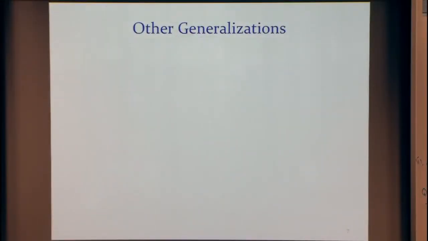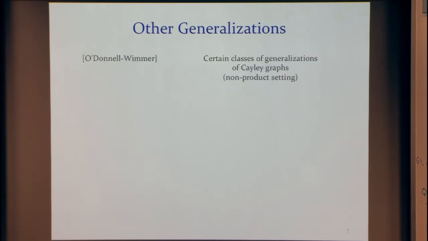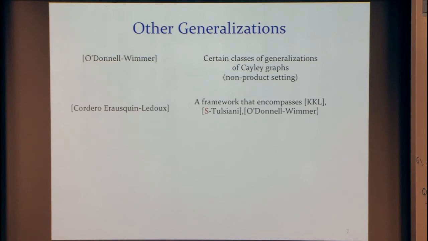But I want to complete a quick survey that these are not the only kinds of theorems known. There are theorems known in the non-product setting. In fact, there's a very nice work by O'Donnell and Wimmer that gives such results for certain generalizations of Cayley graphs. And another result of Rosquin, I don't even know if I'm pronouncing the name right, and Ledoux, that encompasses several of these results and works for non-product settings. And in the product settings, there are a few more definitions of influence too. So you see there's quite a long history, but we will focus on the discrete case with graphs.